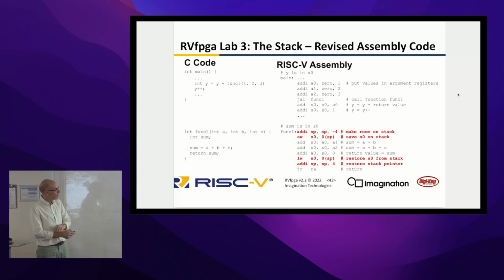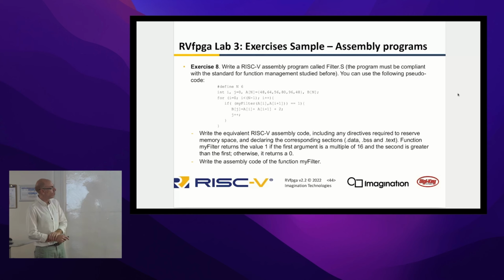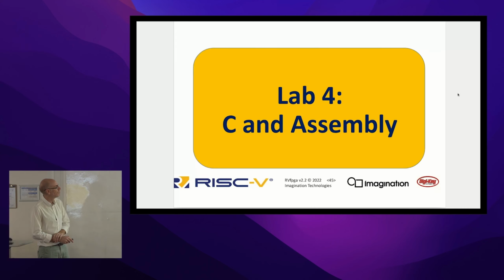Once we've explained the concepts, we ask the user to resolve several exercises. This is exercise 8 as an example. They have to program this algorithm which will invoke another function, and they have to program this in assembly using the RISC-V calling convention as explained. Again, as always, the solutions are available if you want to take a look.